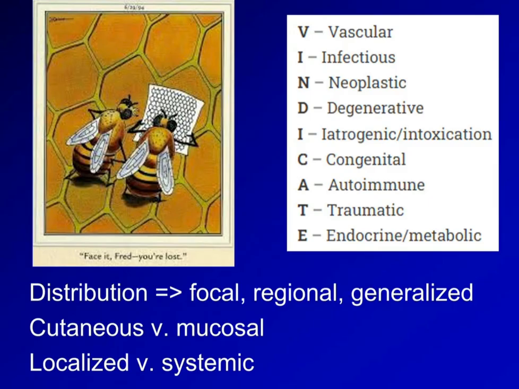Other ways to think about rashes when you're seeing somebody with HIV would be, is this something that is focal? Is it regional? Is it generalized? Is it kind of all over the body? Is it cutaneous or mucosal, or does it have manifestations in other areas? And then is this purely a dermal process, or is this something that's systemic? Is this a dermal manifestation of a systemic disease?